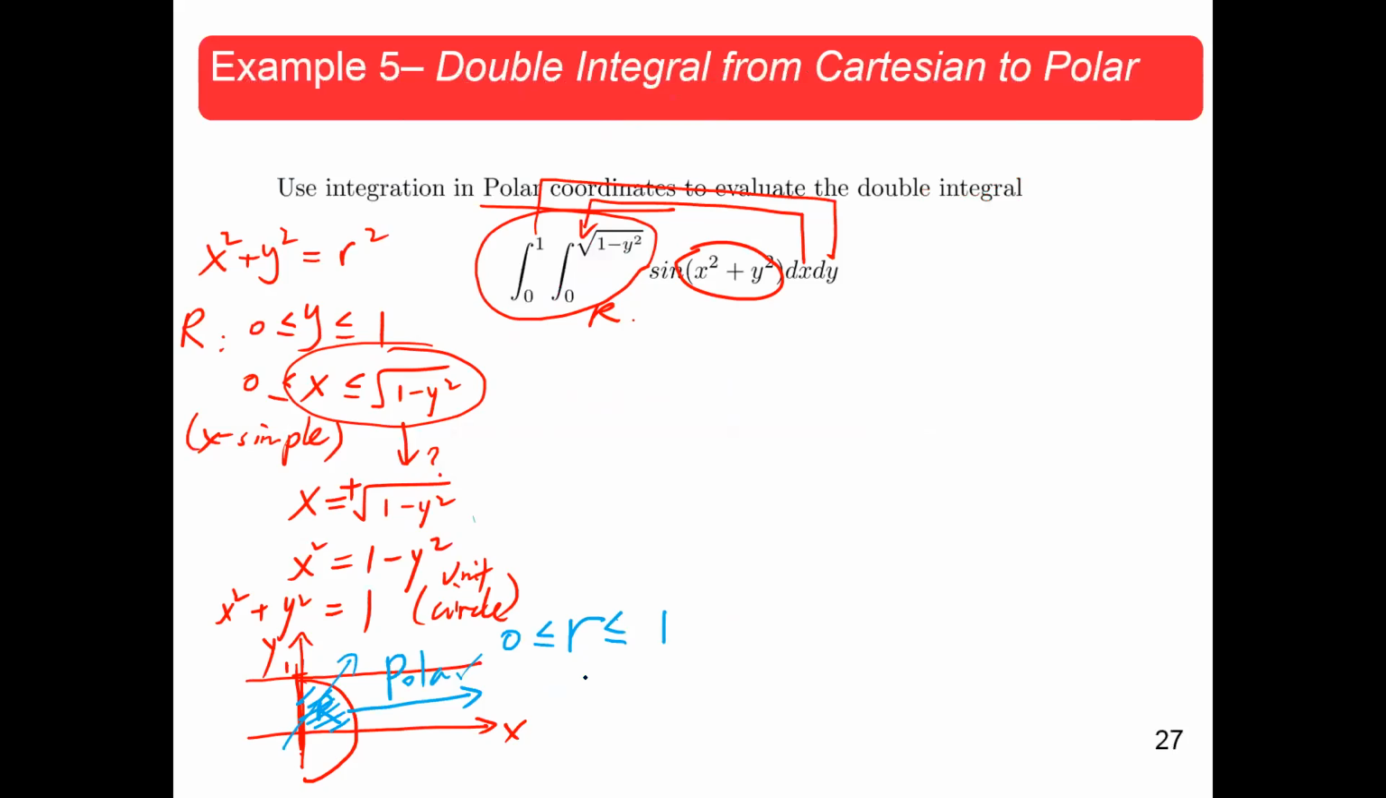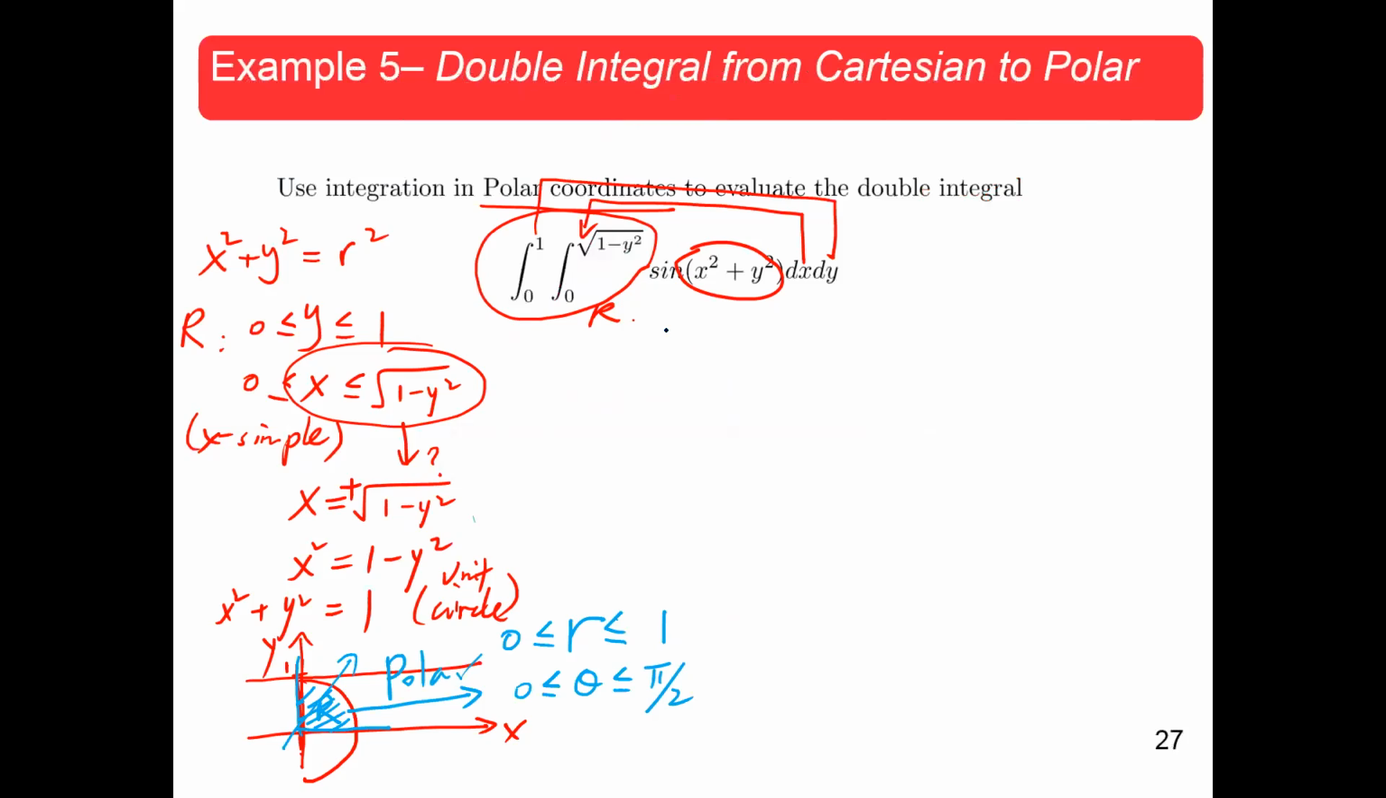And angle theta will be between 0 and what? This is the beginning theta, and this is the ending theta. Isn't that pi over 2? Yep. Okay, so this happens to be still a rectangular polar sector, right? It's a polar sector. But what we see here is you need to look at the region R originally in Cartesian and convert that to polar.